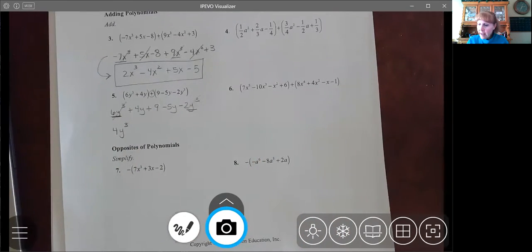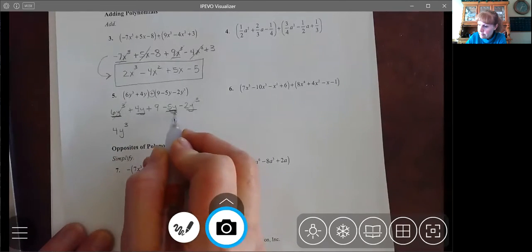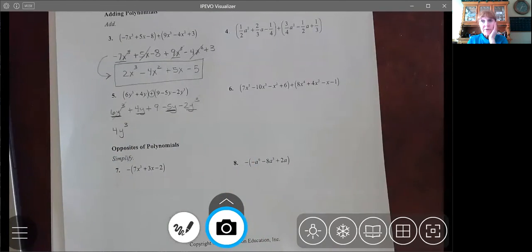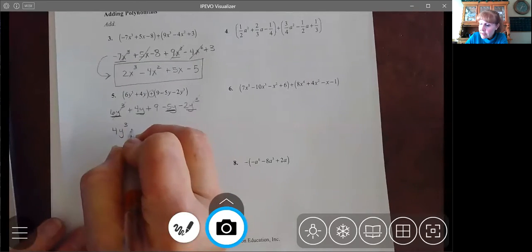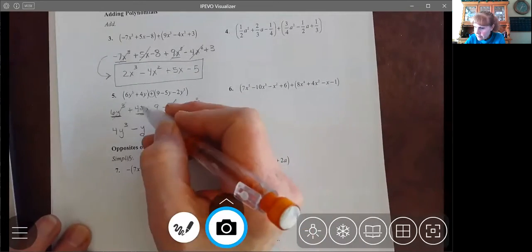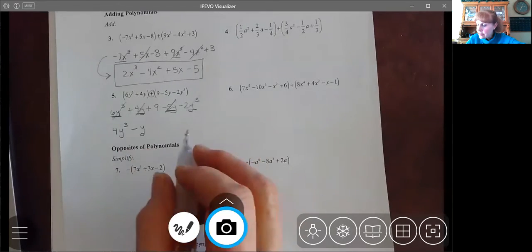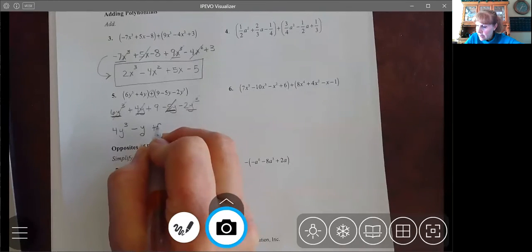We don't have any y squareds, but we do have a y to the first. These two match: 4y and a minus 5y. When I combine those, I get a negative 1y, or just a negative y. We're not going to put the 1 in there. It's not necessary. That takes care of those. I like to cross them off so I know I've taken care of them. Then we have the plus 9. There's nothing left to combine it with, so it's plus 9.